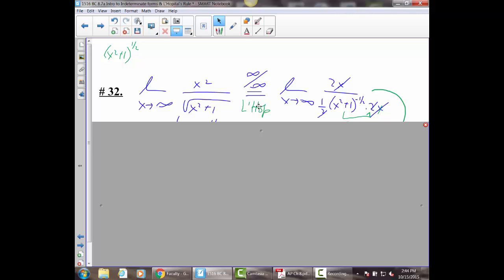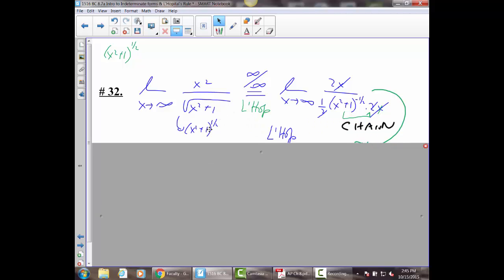And by the way, we haven't seen infinity over infinity before. It's not the case where you would try and factor or rationalize anyways. That's when you get 0 over 0. So we're going to take the derivative of the top, which is 2x. The bottom is actually x squared plus 1 to the half. So the derivative of that is 1 half x squared plus 1 to the negative a half times 2x.